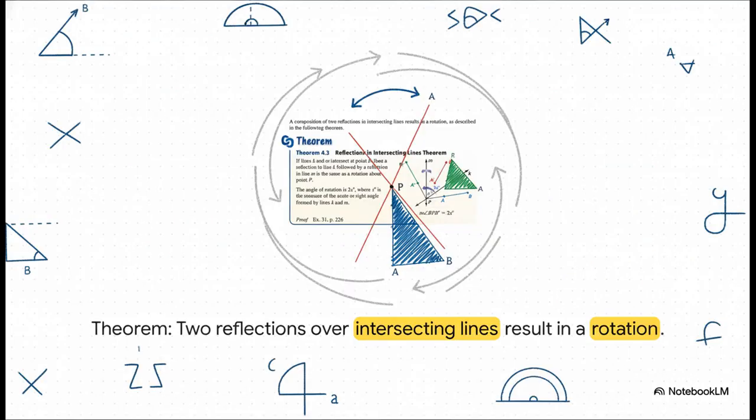Okay, but what if the lines aren't parallel? What if they cross? Well, this is the reflections in intersecting lines theorem. It says that if you reflect a shape across two lines that cross each other, the result is actually a rotation. The whole shape will pivot around the exact point where those two lines intersect.